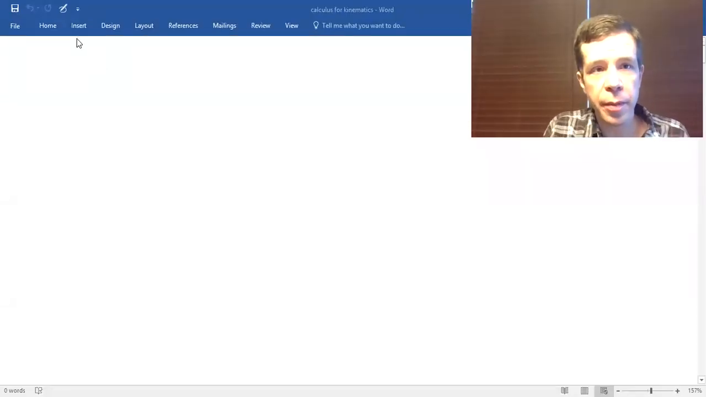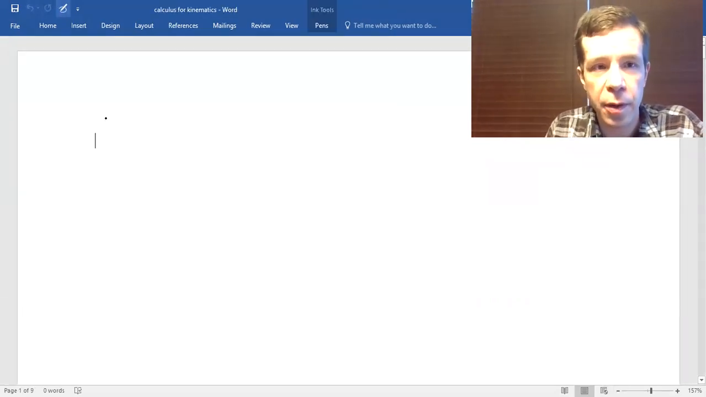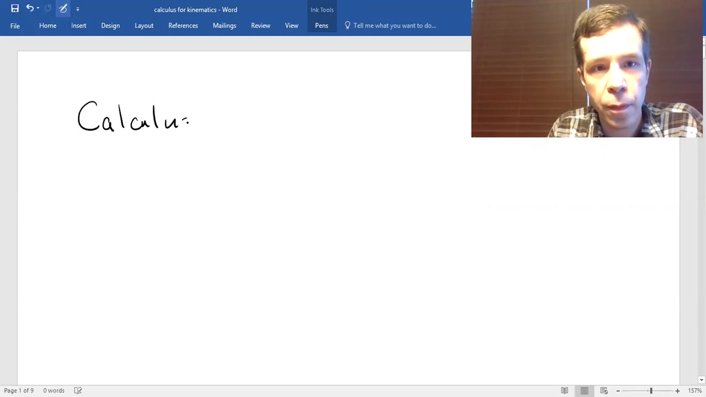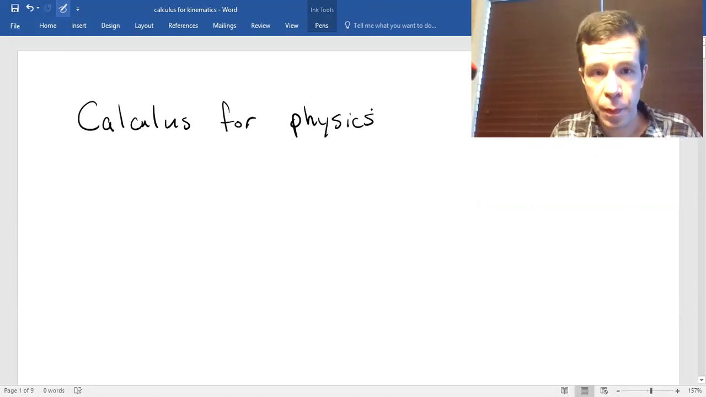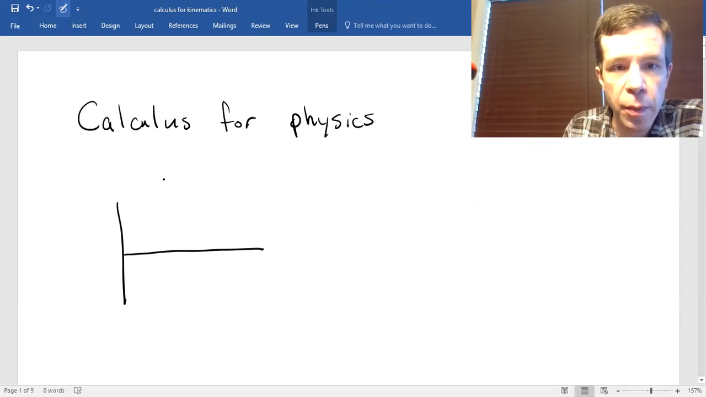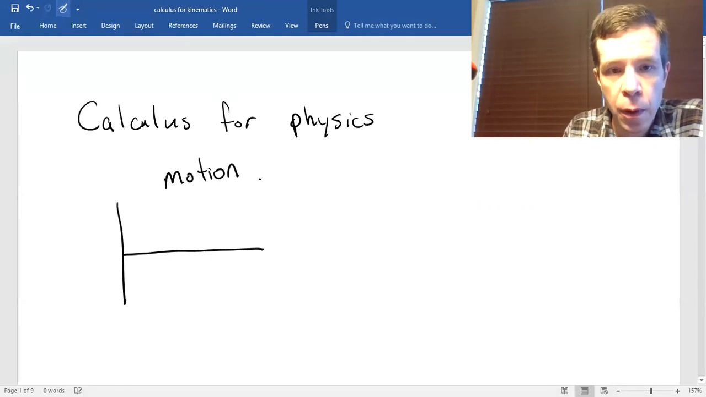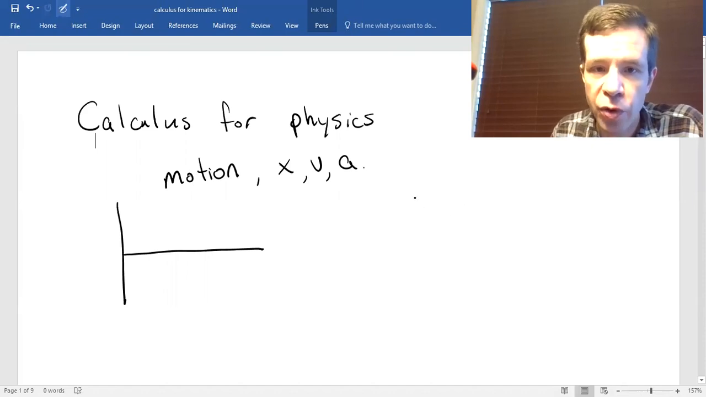Okay, I talked a little bit about this in the video on vocabulary for kinematics, but I wanted to talk a little more about the calculus that we use in introductory physics. All right, so let's get started. We're talking about motion, and that involves position, velocity, and acceleration when we talk about how motion is changing.